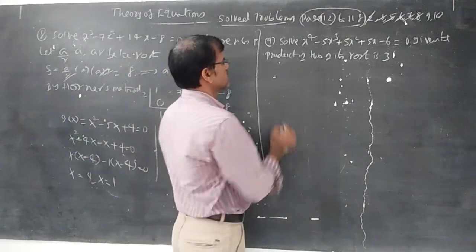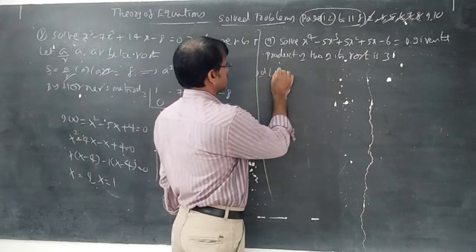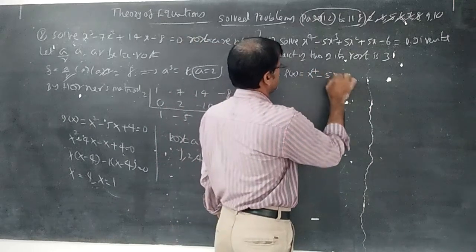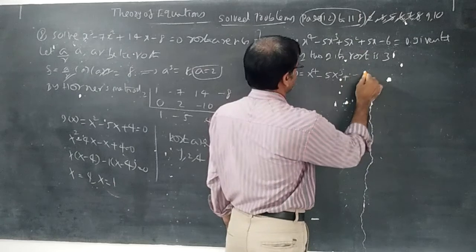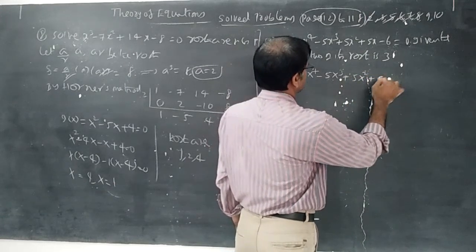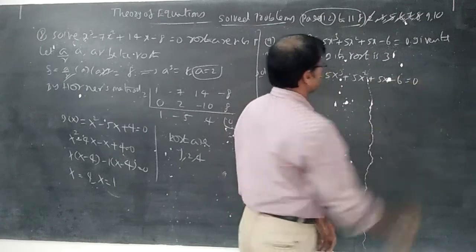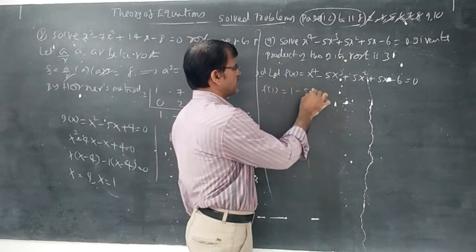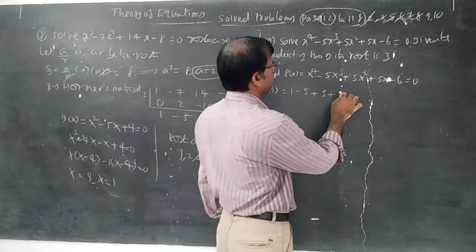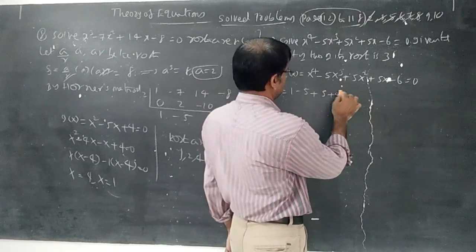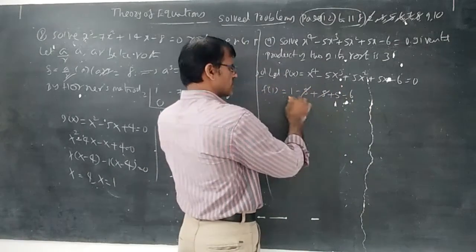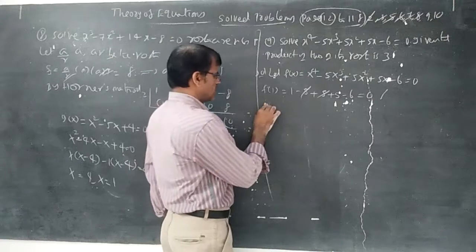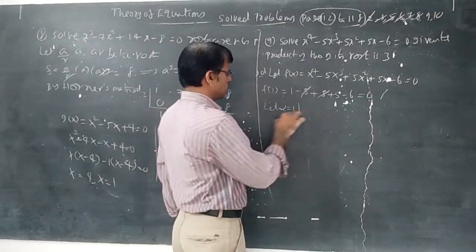So we can think students, let f of x is equal to x power 4 minus 5x cube plus 5x square plus 5x minus 6 equal to 0. Let us try f of 1: 1 minus 5 plus 5 plus 5 minus 6, we got 0. So 1 is a root we got easily. Let alpha is equal to 1.